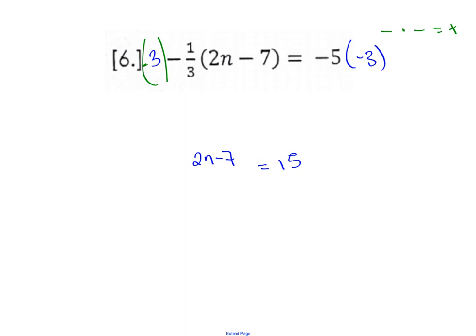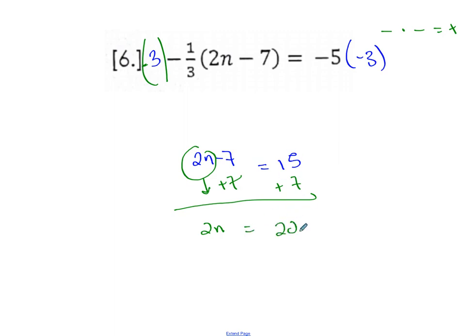How do I solve this first? What's my first step here? 2n minus 7 equals 15. I don't want 2n minus 7. I just want 2n. I want to isolate that variable. What's my first step? Add what? Not 2. Yeah, I'm going to add 7. I want to get this term down by itself. That 7 doesn't have an n, so let's get that 7 on the other side.